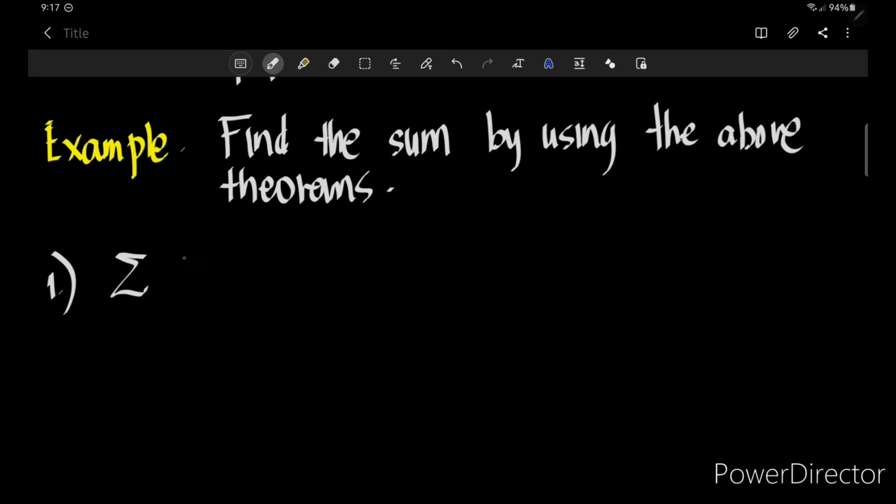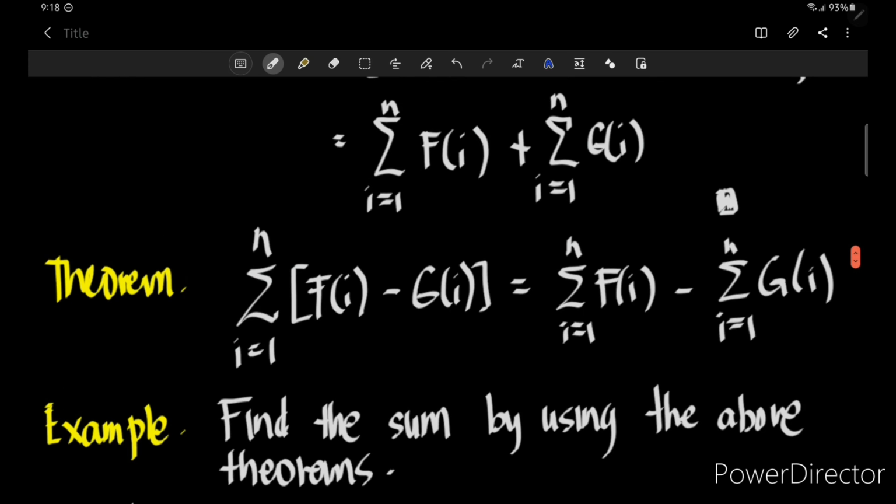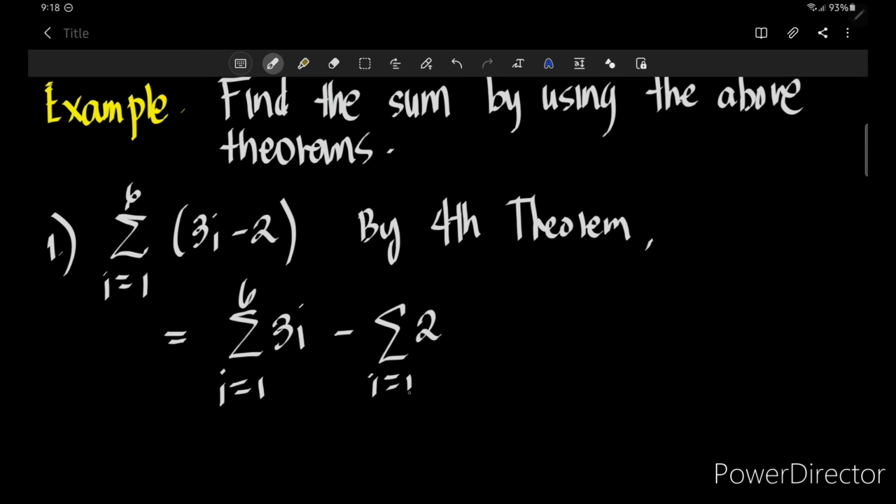Hanapin natin yung sum ng 3i minus 2, where i ranging from 1 to 6. By fourth theorem, di ba? So, ano yung fourth theorem? Ito yung fourth theorem natin. So, applicable yan. Magkakaroon tayo ng summation of 3i, where i ranging from 1 to 6, minus summation of 2, where i ranging from 1 to 6.